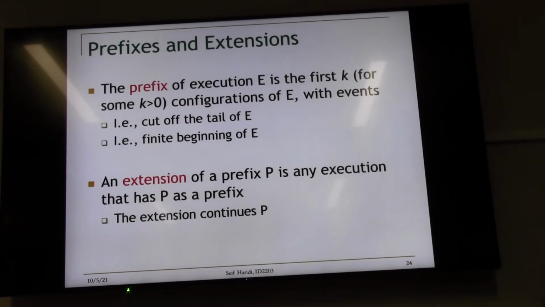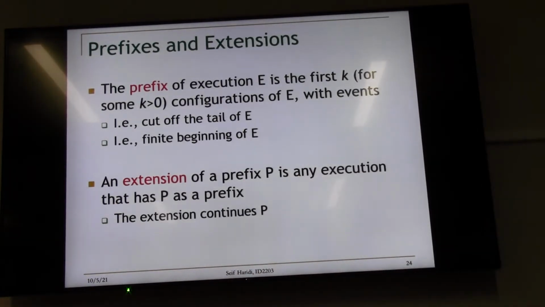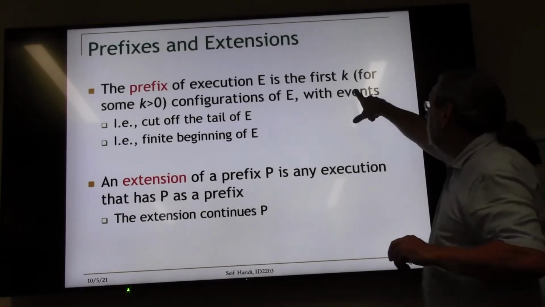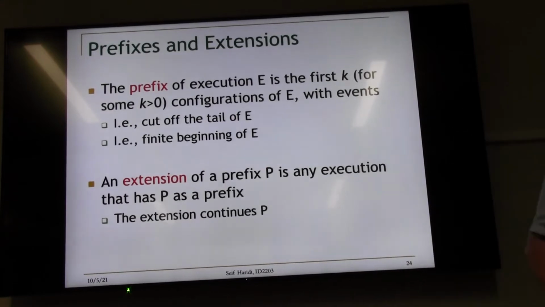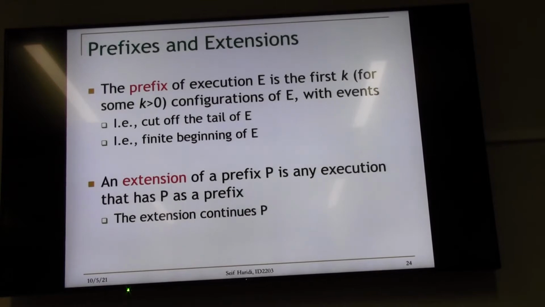So we're going to look at executions, and we're going to define the prefix. So the prefix of an execution is you stop at a certain point. The first K configurations with the events. So let's say you have C_K here, so it's here, for example. This is a prefix. Okay, with the events. That's a prefix. So you basically cut off the tail, or it's the finite beginning. It's the first part of the execution.